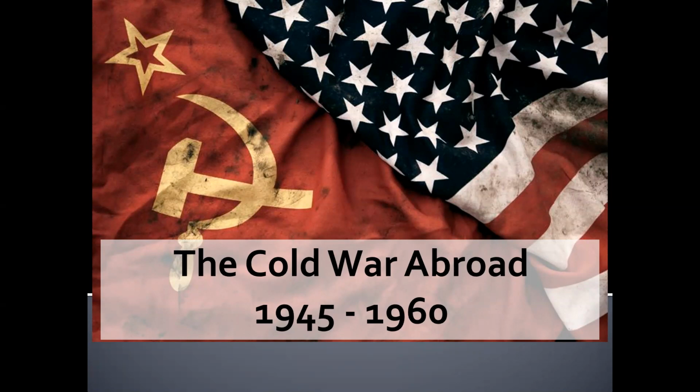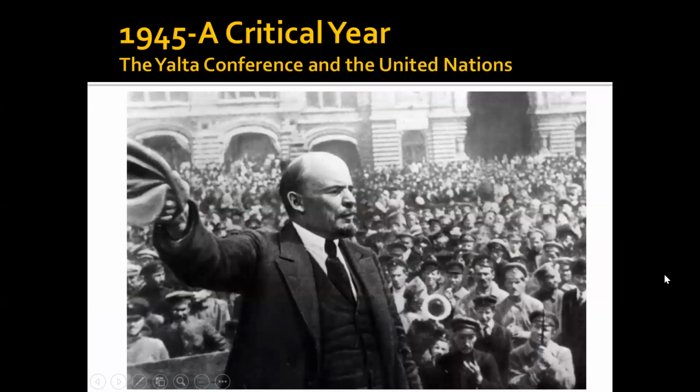Again, this first part of the lecture is going to be rooted in the Cold War abroad from 1945 to 1960. And we are going to start in 1945. 1945 was a critical year in terms of the end of World War II and the start to the Cold War. As we know, the United States and the USSR were allies during World War II, but they definitely weren't friends. The wartime cooperation between the USSR and the American government was a temporary arrangement.